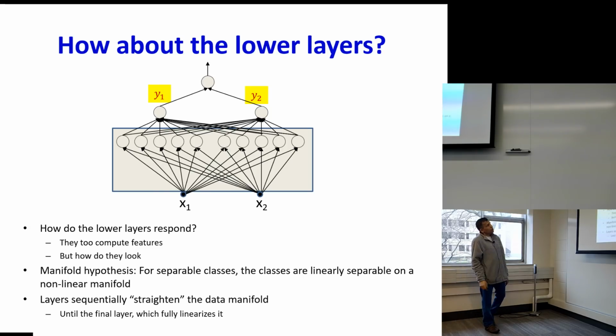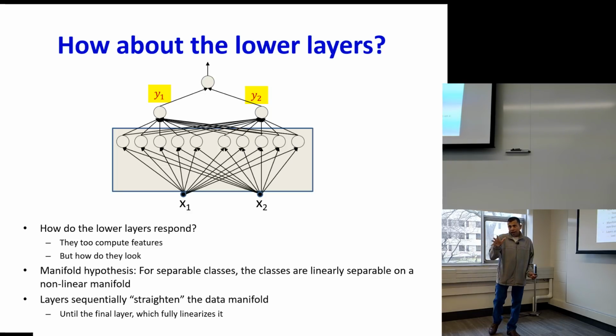Now, how about the lower layers? What happens? So we've just looked at what happens in the penultimate layer. But if I go one layer down from the penultimate layer, what happens? They too compute features. But then, what kinds of features? It's kind of hard to write out the math in the most generic setting.